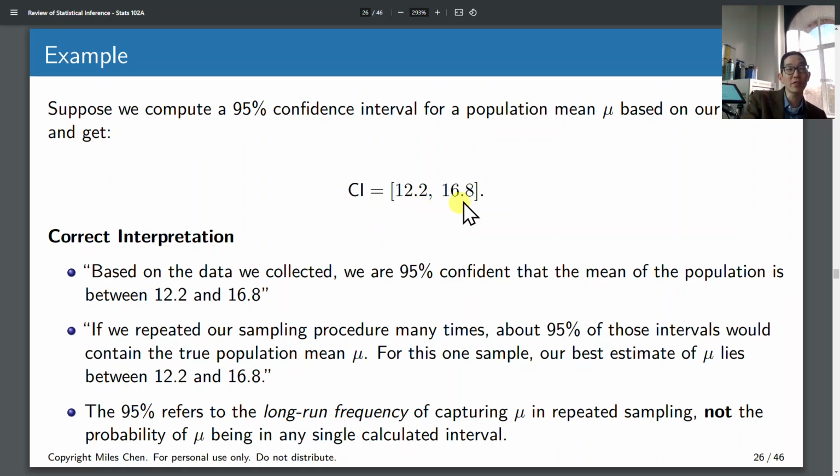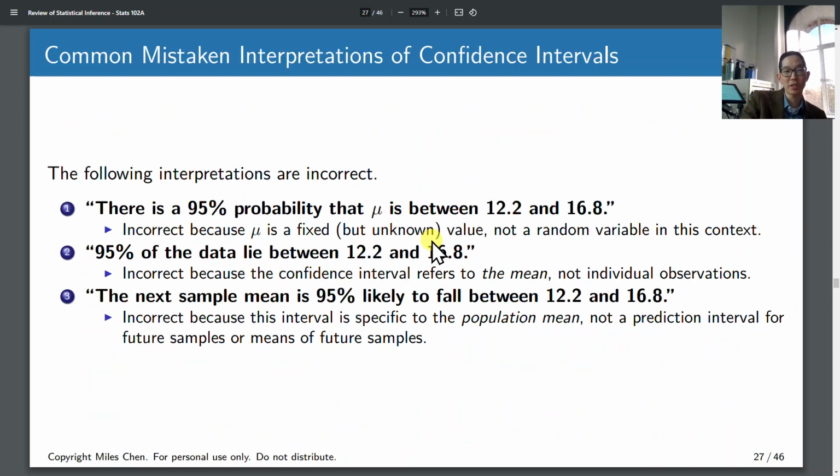It would be wrong to say there's a 95% probability that mu is in here. We just have to say I'm 95% confident that mu is in here. So these are incorrect interpretations: saying there's a 95% probability that mu is between 12.2 and 16.8. The reason that's incorrect is that, from a frequentist probability view, the unknown value of the population mean mu is a fixed value. It's unknown to us, but it's not a random variable, and so it is incorrect to talk about probability.